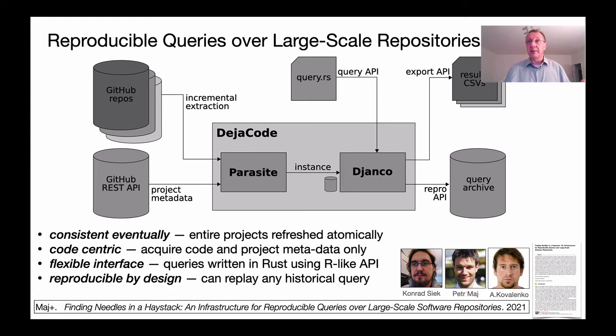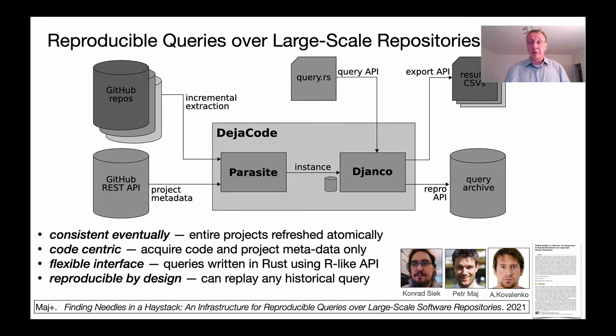So we have a system that is composed of two components. One is called Parasite, and Parasite is a data store that continuously updates information from GitHub. And what it gets from GitHub is source code and metadata and commits, which is part of the metadata. And what is key for Parasite is to be space efficient and to be able to acquire data at a sufficiently high rate, given the fact that GitHub is throttling access to its APIs.